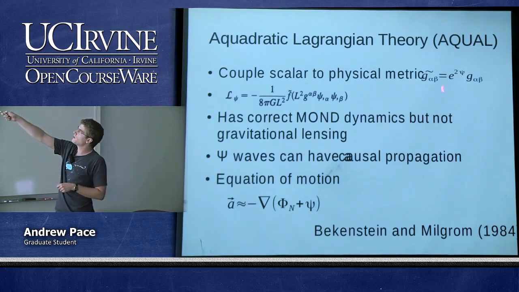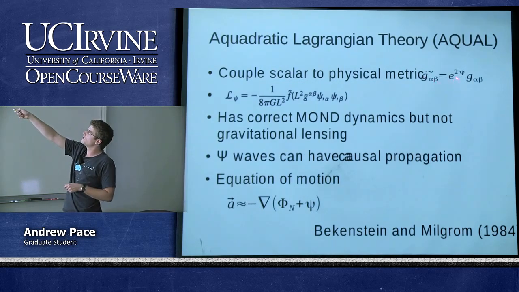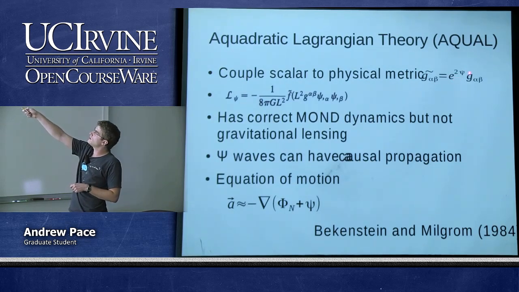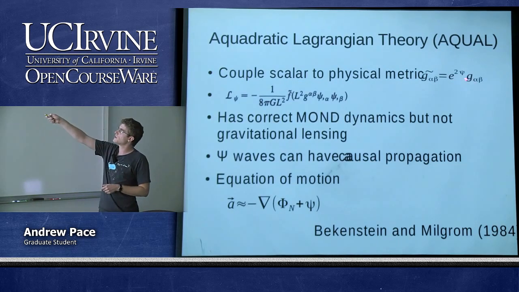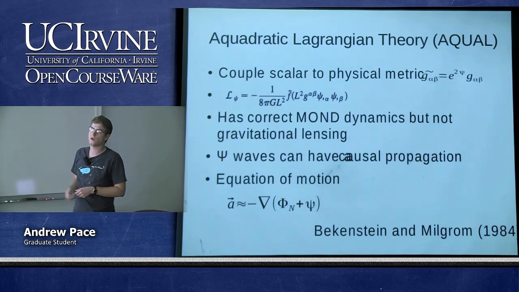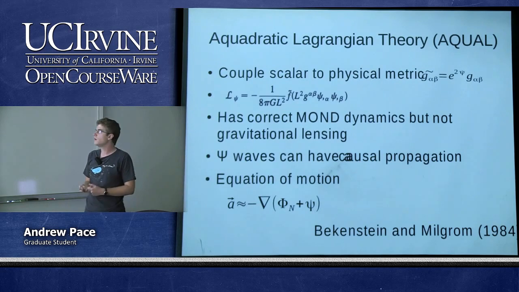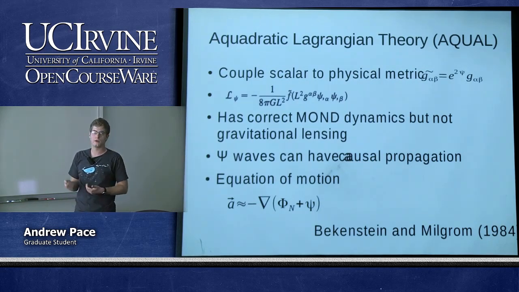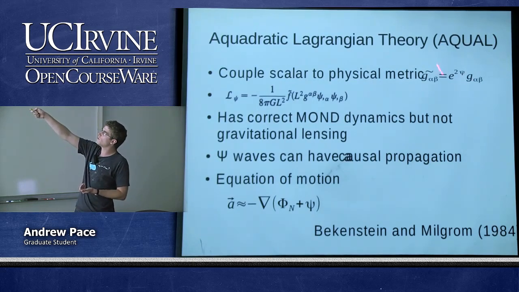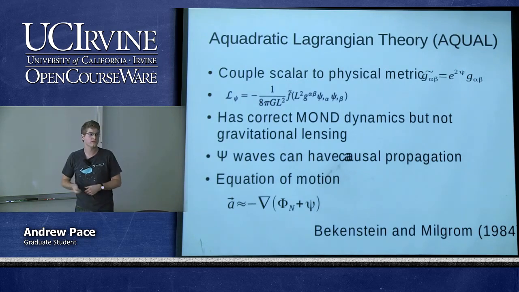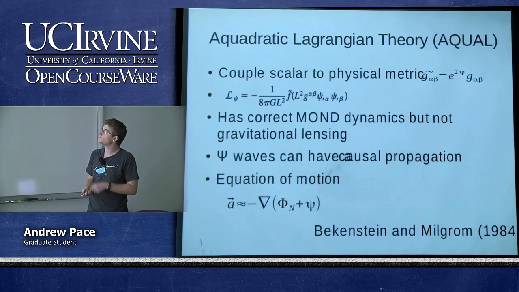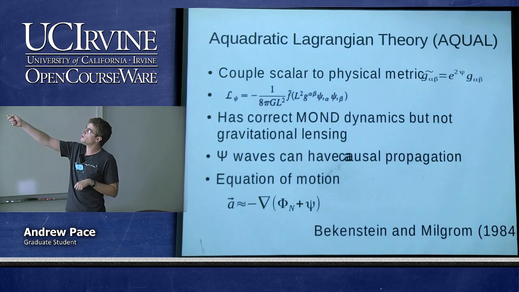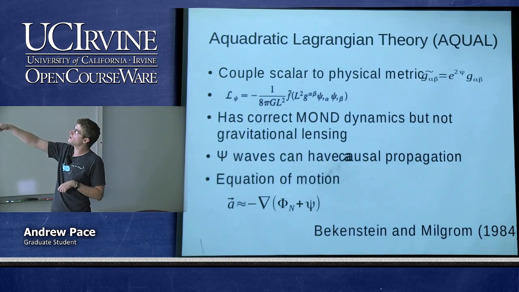So your metric is g tilde here, and it's equal to e to the 2 phi, where phi is some scalar, times g alpha beta. And g here is your normal Einstein metric, so that'd be your Friedmann-Robertson-Walker metric, or your Schwarzschild metric, or whatever you want. If you remember back to the first talk, this is the same conformal thing that we looked at in the two-dimensional gravity. So we couple a scalar to the physical metric.